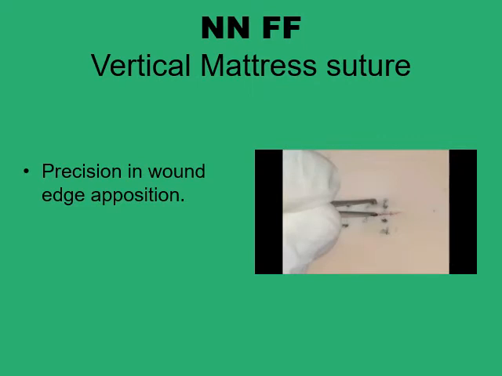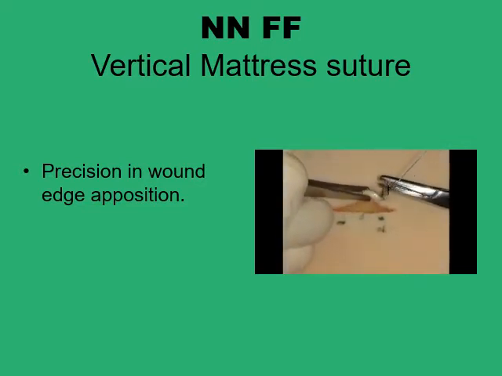And this is the third member of the family, the near to near and then far to far. So you do the near to near first and then do the far to far at the end. And it's meant to provide better precision in the wound edge opposition, particularly in exposed areas when perfect opposition and precision is of prime importance.